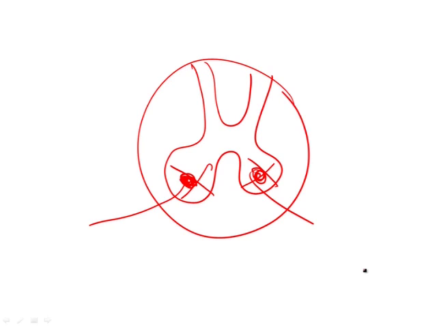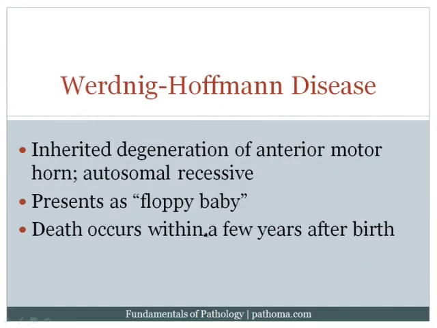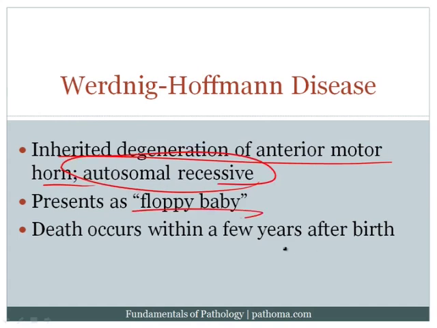This same exact thing can occur in a disorder called Werdnig-Hoffmann disease. However, instead of it being due to polio, it's due to an inherited degeneration of the anterior motor horn. This is autosomal recessive, and it presents as a floppy baby. And here I've described this in your text by telling you that you get an inherited degeneration of the anterior motor horn. Again, this is autosomal recessive, floppy baby, and death occurs within a few years after birth.